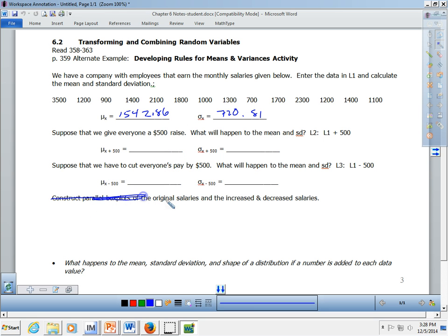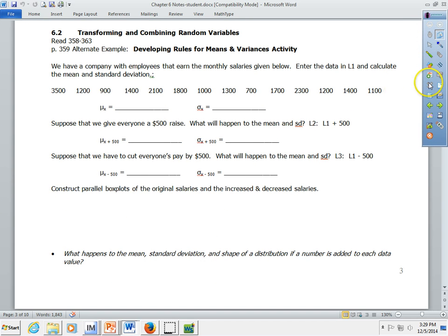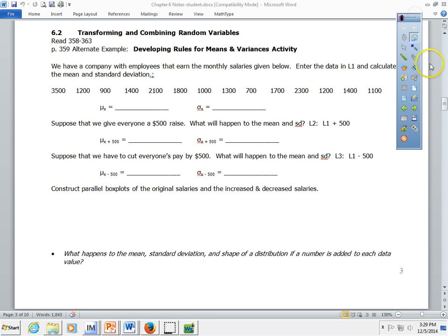This constructing parallel box plots is just wanting you to talk about shape. And so I'll just write out here what happens to shape when we add a constant to all of our values. You're going to talk about what happens to mean and standard deviation already, and what happens to shape. And then this down here has you write out the rules: what happens to mean, standard deviation, and shape of a distribution if a number is added or subtracted to each data value.